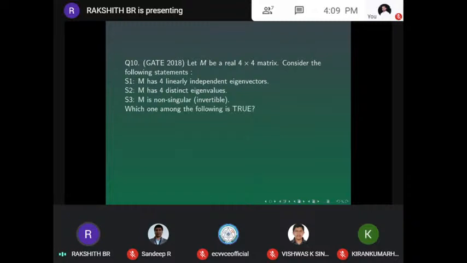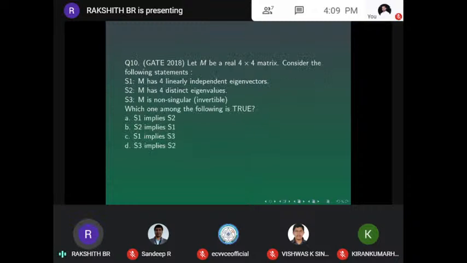S2: M has 4 distinct eigenvalues. S3: M is non-singular. Non-singular means invertible. Which one among the following is true? Option A is S1 implies S2. Option B is S2 implies S1. Option C is S1 implies S3. Option D is S3 implies S2.